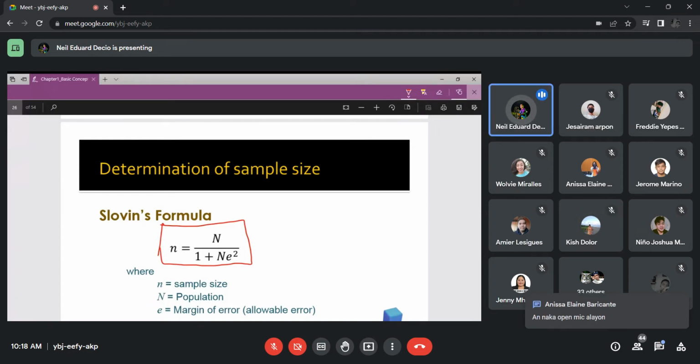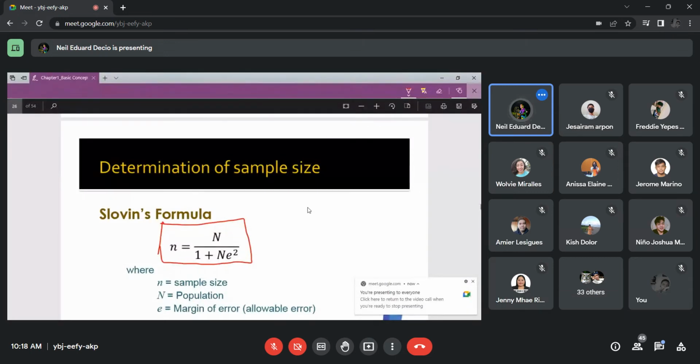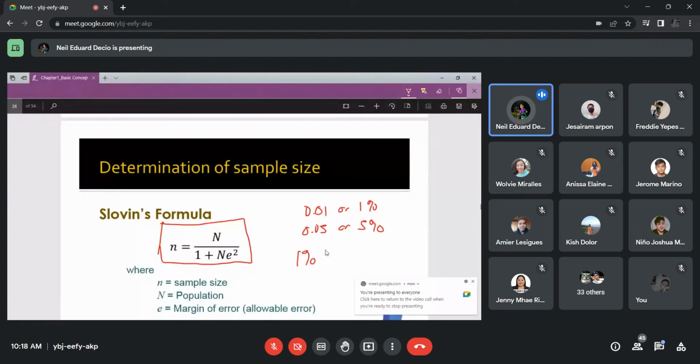Yung margin of error naman, we use from 0.01 or 1% to pinakamalaki is 0.05 or 5%. So tatlo lang yung ginagamit natin actually, no? 1% kung masyadong sensitive, 2% kung hindi masyado, and then 5% kung sa business, sa market, ganun lang.